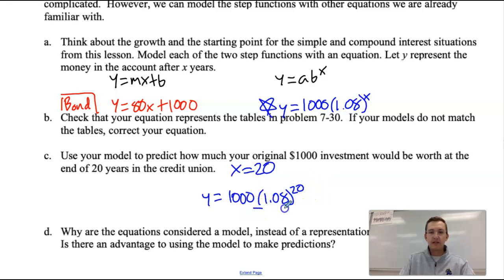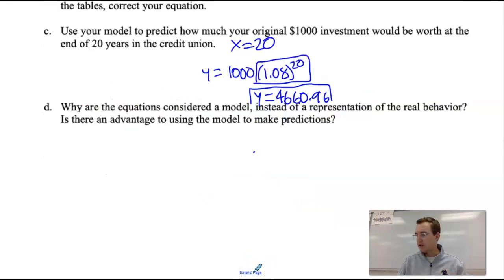Remember, we got to evaluate this term first. Order of operations, we have to do exponents before multiplication. So do 1.08 to the 20th in our calculators, multiply that by 1,000, and after 20 years, we will have $4,660.96 inside of our credit union savings account.